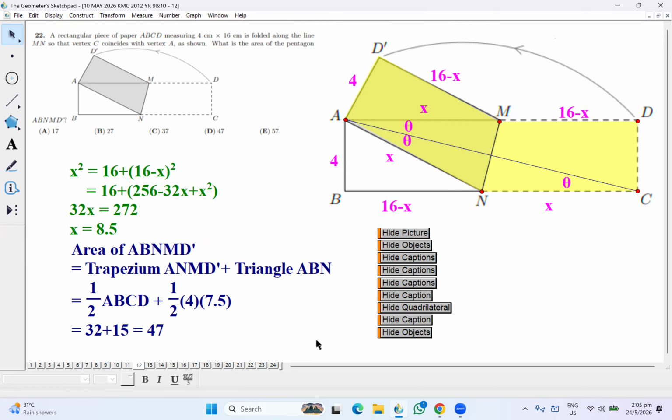We know the area must be more than half. Half is 32. So plus the triangle, more than half. So 17 and 27 are out already. Half is 32, but there are 3 numbers more than 32. So cannot know.